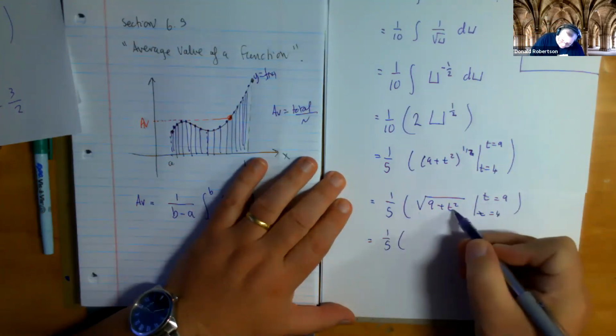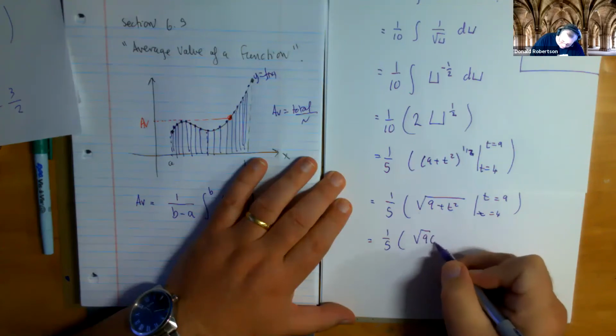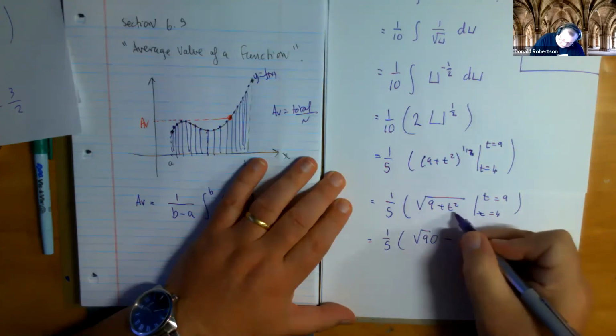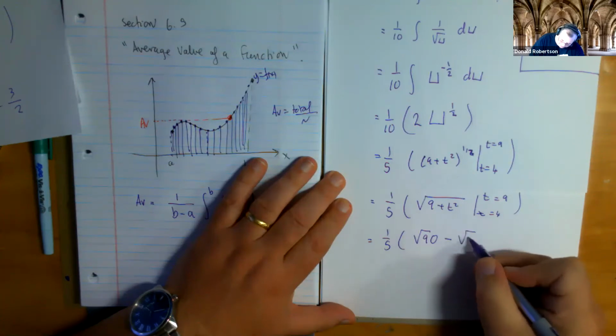If you plug in 9, you get 9 nines is 81. 81 plus 9 is 90. So I get the square root of 90. Take away, if you plug in 4, you get 16. 9 plus 16 is 25.